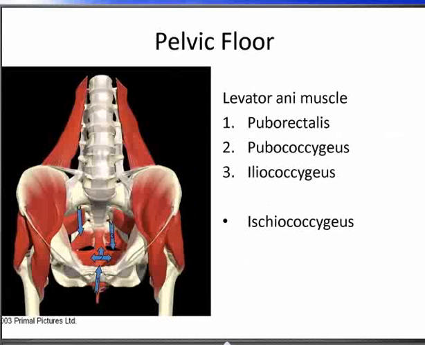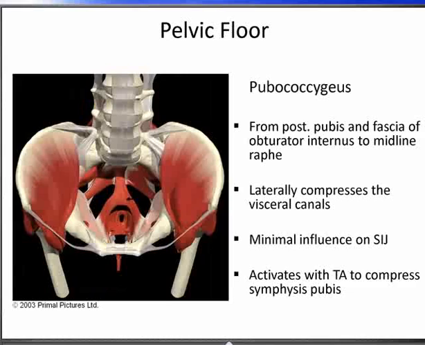All right, we need to just touch on the pelvic floor. The pelvic floor is comprised of the levator ani muscle group, which has puborectalis, pubococcygeus, iliococcygeus as well, and ischiococcygeus. So essentially it forms the floor of the pelvis. When we look at pubococcygeus and its connection from the posterior pubis and fascia of the obturator internus to the midline raphe, laterally it acts to compress the visceral canals and really doesn't have much influence on the sacroiliac joint.